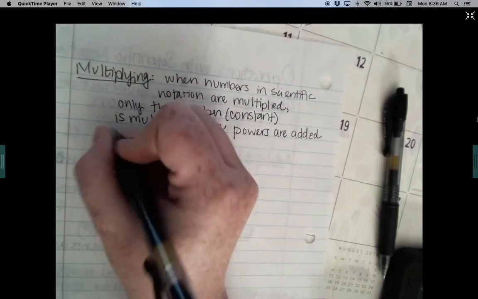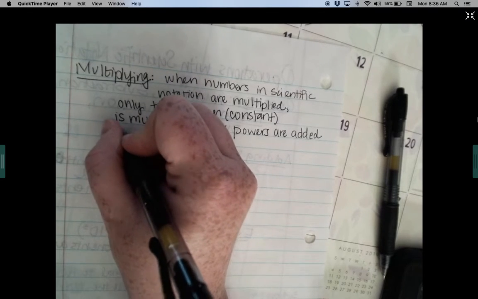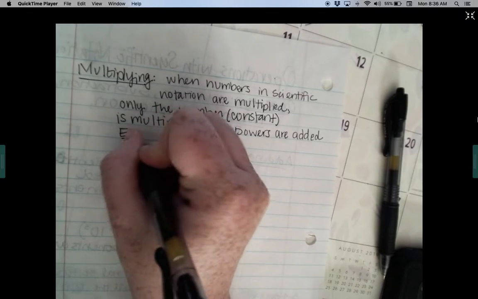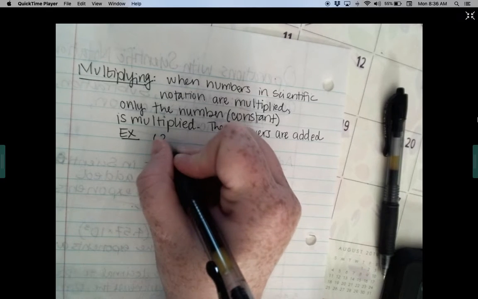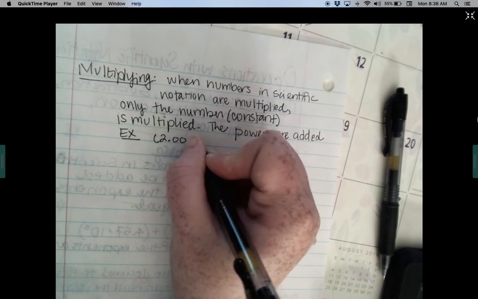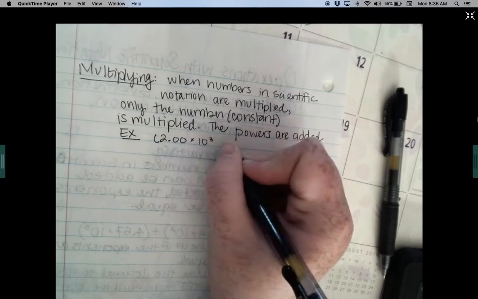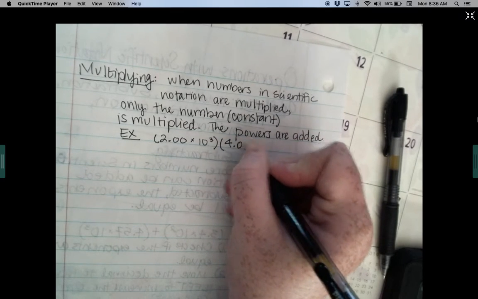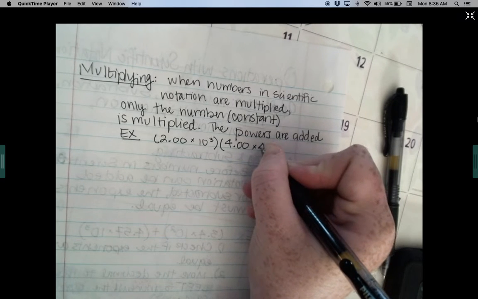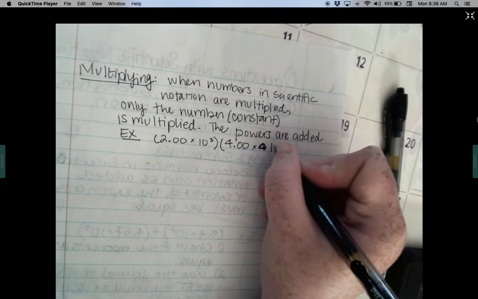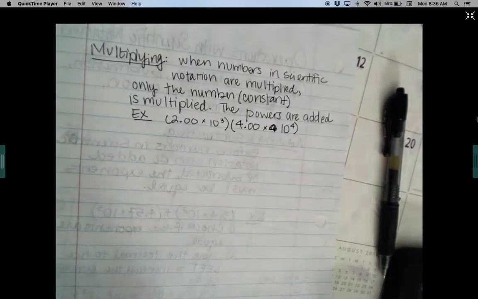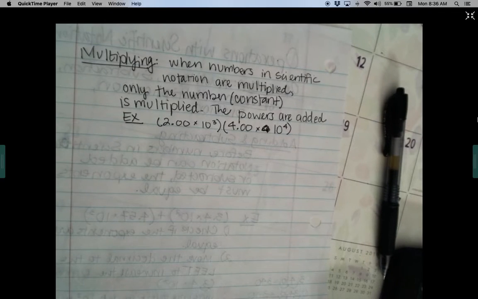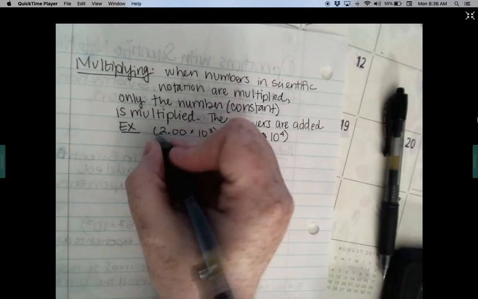So, for example, if we have 2.00 times 10 to the third times 4.00 times 10 to the 4. Whoa, I wrote the 4 instead of the 10. Times 10 to the 4th. So if you were given a problem that looked like that, there are only two steps.